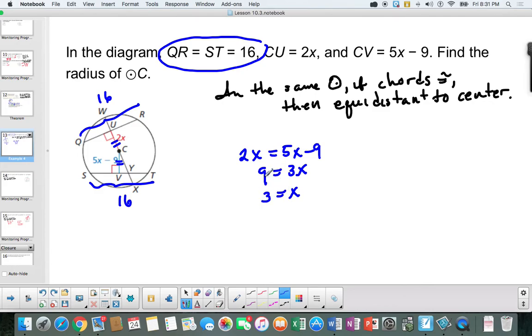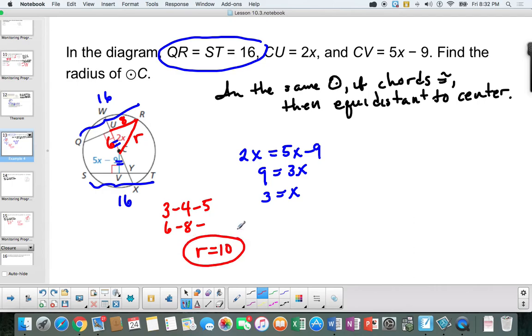Now it wants me to find the radius. Okay, so I know this length is going to be 2x, so that means this is going to be a 6. This distance is going to be half, which is 8, and they want me to find the radius. So I could either use the Pythagorean theorem, but this looks to me like a 3, 4, 5 triangle. And I have the 6 and I have the 8, so I know my radius has to be 10, and that's what I was looking for.